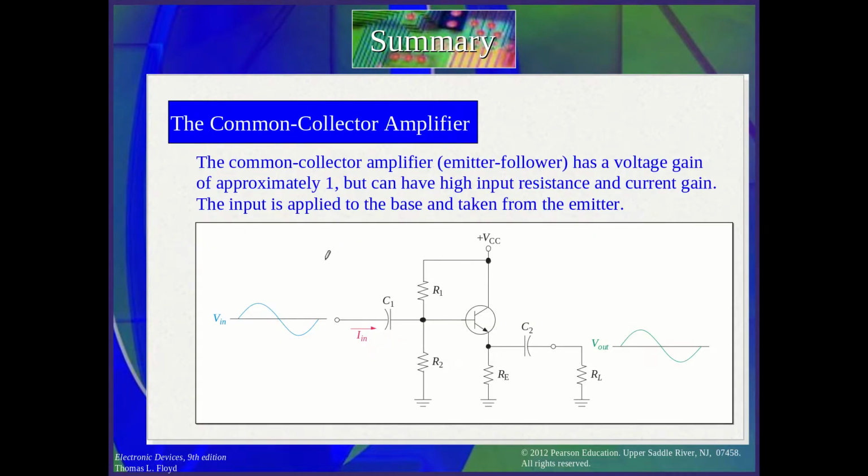Now the common collector, another circuit; we took all of this as a common emitter. The main characteristic of the common collector is that you have the input at the base and you take the output at the emitter, and the gain is almost 1. So you don't see any higher gain. The input is almost replicated in the output, but you have high input impedance here, and the current gain is higher. Okay, so the output is taken from the emitter, so the collector is common to both of them.